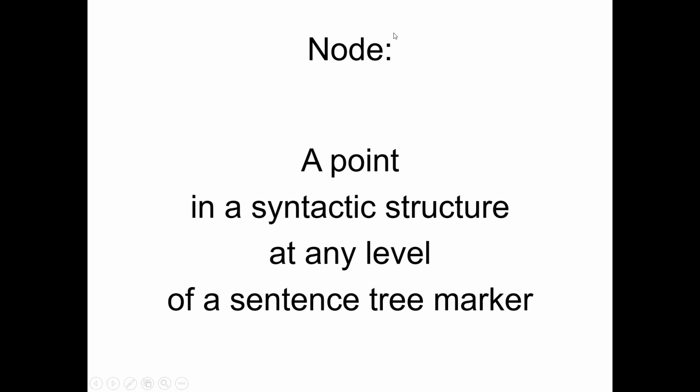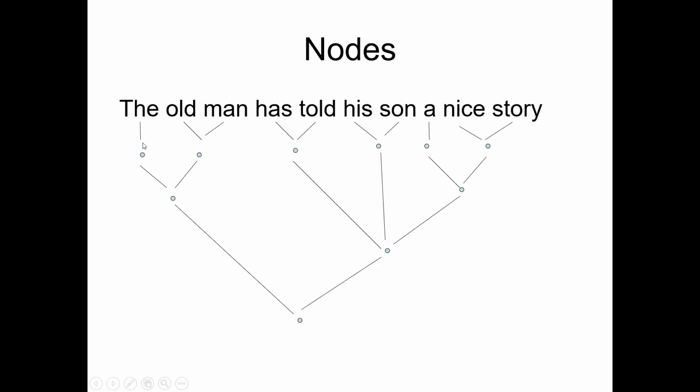What is a node? I will best show it to you by showing the next picture. So, old, adjective, man, noun, and they come to form a node which would be named nominal group. And the nominal group plus the determiner, they would come to make the noun phrase. So these are nodes, the points in syntactic structure which join two or more detailed components.